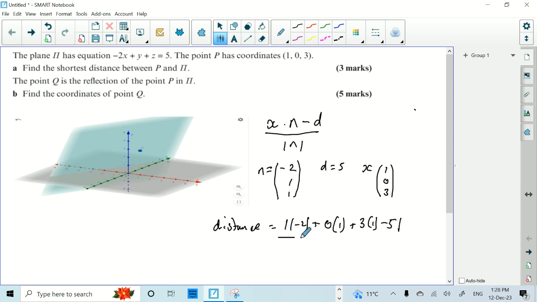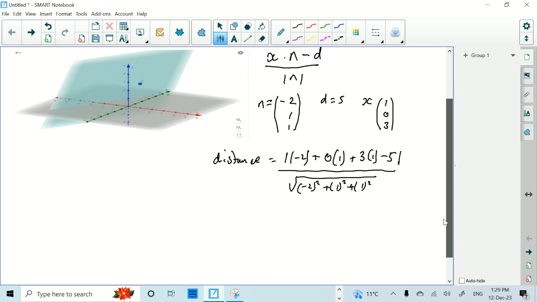And that's all over the modulus of n, which is going to be minus 2 all squared plus 1 squared plus another 1 all squared.